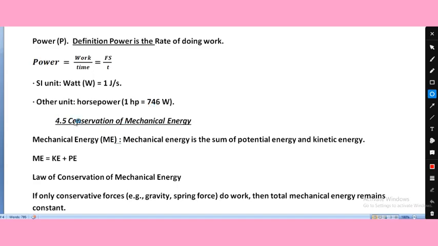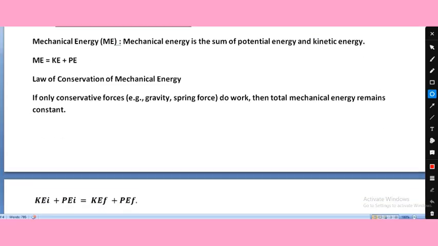One horsepower is equal to 746 watts. Section 4.5 is conservation of mechanical energy. What is mechanical energy? Mechanical energy is the sum of potential energy and kinetic energy, that is, the sum of all kinetic energy and all potential energy. The law of conservation of mechanical energy states that if the only conservative forces, such as gravity and spring force, do work, then the total mechanical energy remains unchanged.